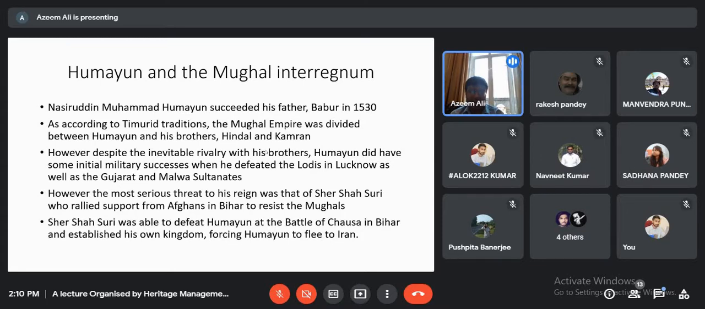But unfortunately for Humayun, the most serious threat would emerge from the eastern part of his empire in Bihar, where Sher Shah Suri rose to power with support from Afghans in the region to resist the Mughals. And Sher Shah Suri was able to defeat Humayun at the Battle of Chausa in Bihar and establish his own kingdom and forced Humayun to flee to Iran.